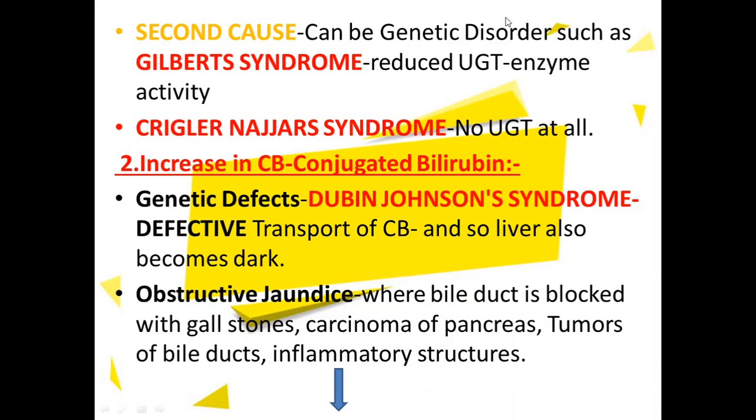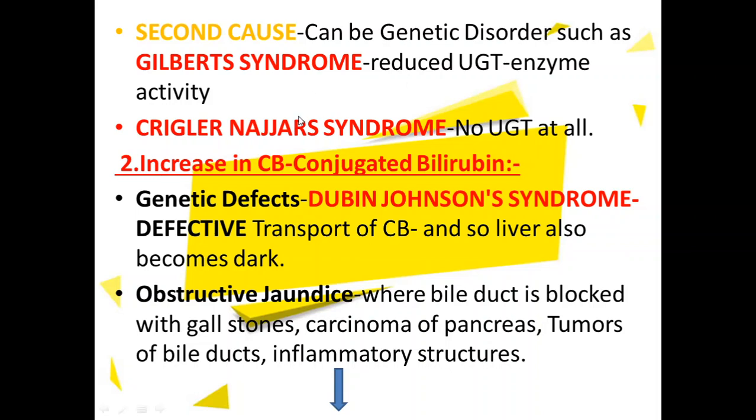Second cause is genetic disorder. Now many people are seen with this syndrome called Gilbert's syndrome, where since birth itself there is a reduced enzyme, that means this uridine glucuronosyl transferase enzyme is only less, and so the enzyme activity is less. That means what? The unconjugated bilirubin is not able to get converted into conjugated form. So its level is rising in the blood.